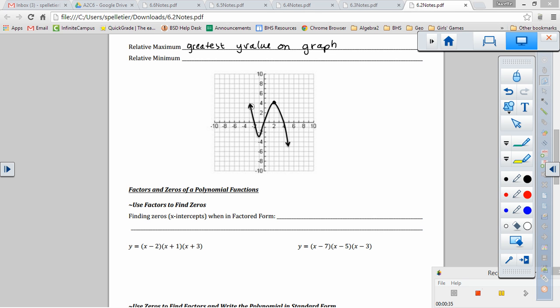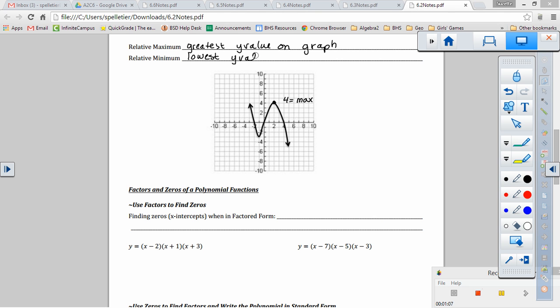I don't include the y value that would be at where the arrow ends, because the arrow is not going to end. It's going to continue to go on and on and on indefinitely, and we would not be able to name a highest point. So instead, we name what we know to be a definite maximum on the graph. So the greatest y value on the graph. 4 is the highest value. Okay, that's your maximum.